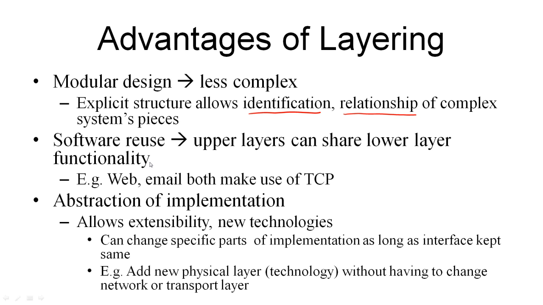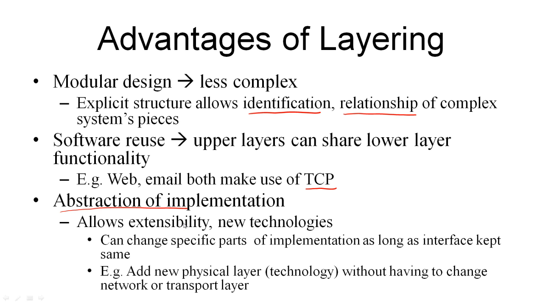And not only that, it also permits software reuse. What do I mean by this? For example, the web needs reliability, email needs reliability, both of them can now use the same transport layer protocol. This is something like calling the same function from multiple other functions. So now you have software reuse. And not only this, this abstraction of implementation allows extensibility and new technologies to be easily added.